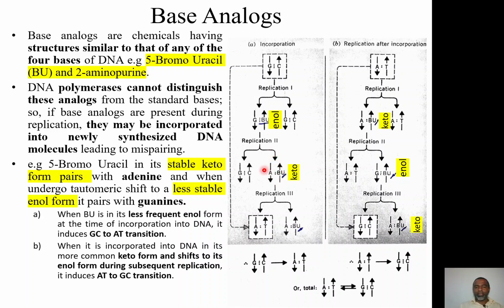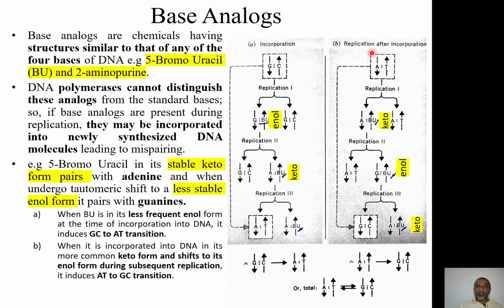Now, when this strand of the DNA goes through the third round of replication, what will happen? A will substitute T opposite to it. Now trace back: originally it was GC, and now at the end, instead of GC, you are getting AT. So this is how the transition of GC to AT takes place.